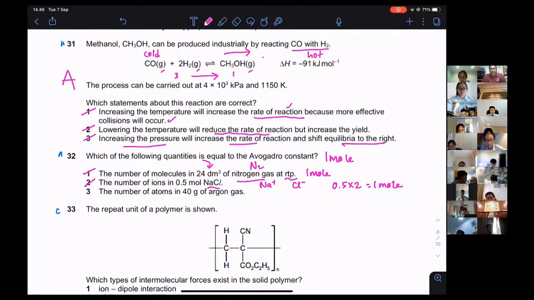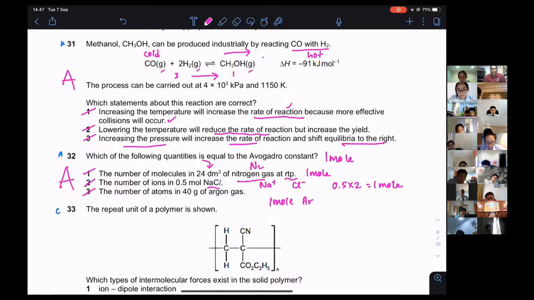Number of atoms in 40 grams of argon gas. Don't go and write argon gas as a molecule like this, I'll knock your head. This one is very, very important. Your group 18, your noble gases, must always be monoatomic. So if you make a mistake over here, please take note. It must be a single atom, Ar. And if you have 40 grams, how many moles? 40 divided by 40, so 1 mole. So this is already 1 mole. Number of atoms in this, of course, is going to be the Avogadro constant as well. So this one is going to be A.